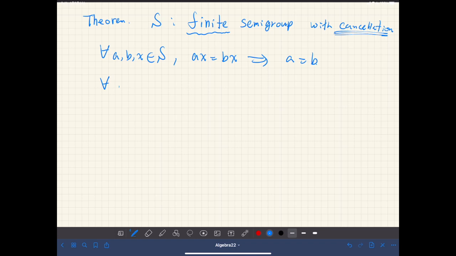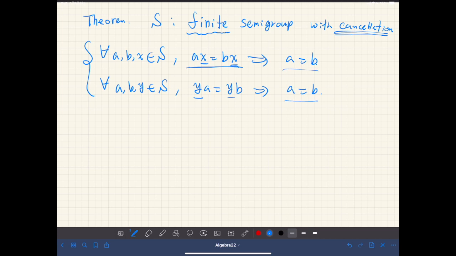And also, if A, B, Y are elements of S, and if A is equal to YB, then A is equal to B. So if these two conditions are satisfied, this means we can cancel the common element from the right, and we can cancel the common element from the left. Okay, so if we cancel X, then we have A equal to B, and if we cancel Y, we have A equal to B. So then S is a finite group.